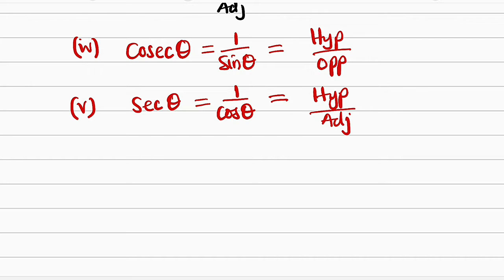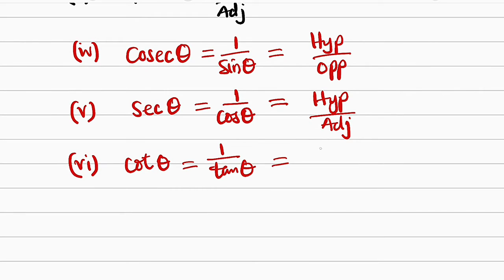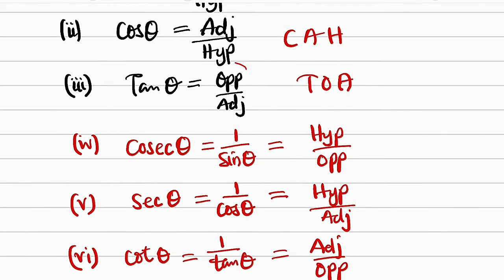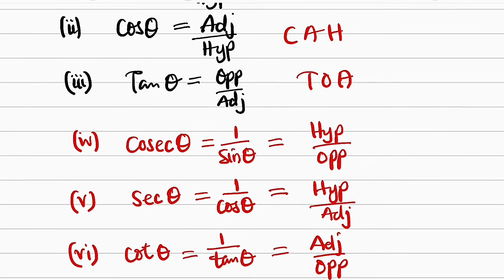And lastly, we have cotangent, that is cot theta is equal to 1 divided by tangent theta. And this will be equal to what? Adjacent divided by the opposite side. Just take the reciprocal of this, flip it upside down, and it will give you the reciprocal.